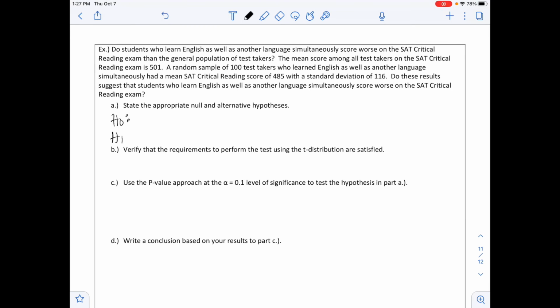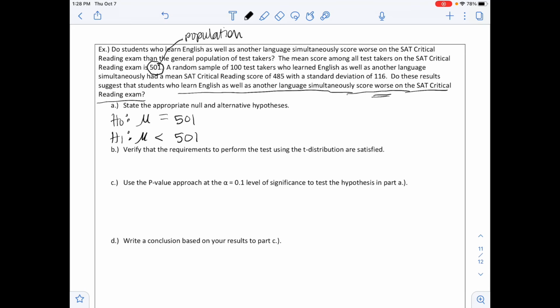So H0 and H1. Since it's not a proportion, this is a means problem, the mean score. So we're going to have mu's here for our null and our alternative. The null does get an equal sign, and then we need to write down the score for the population, and that score for the population is 501. That's for everybody taking the SAT critical reading exam, and so it'd be equal to 501 here. And we're saying, do students who learn English as well as another language simultaneously score worse on the SAT critical reading exam? So we're assuming that their score would be less than 501.